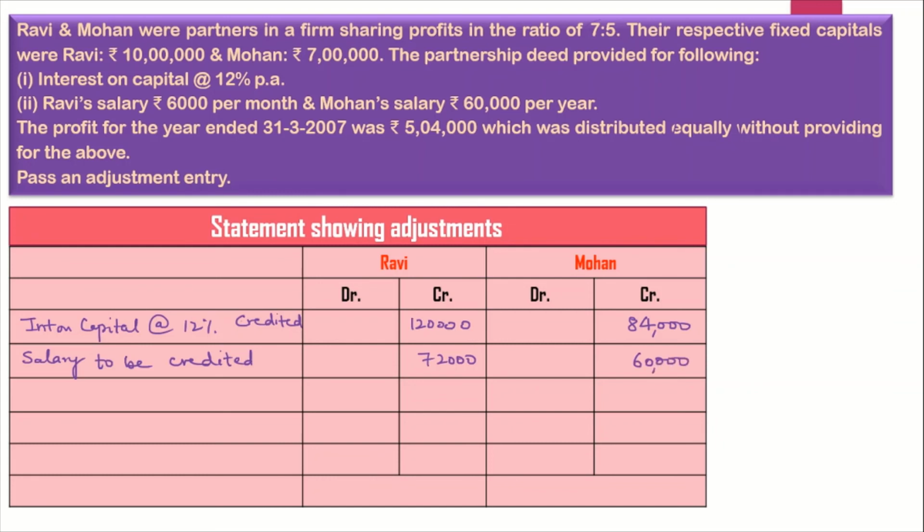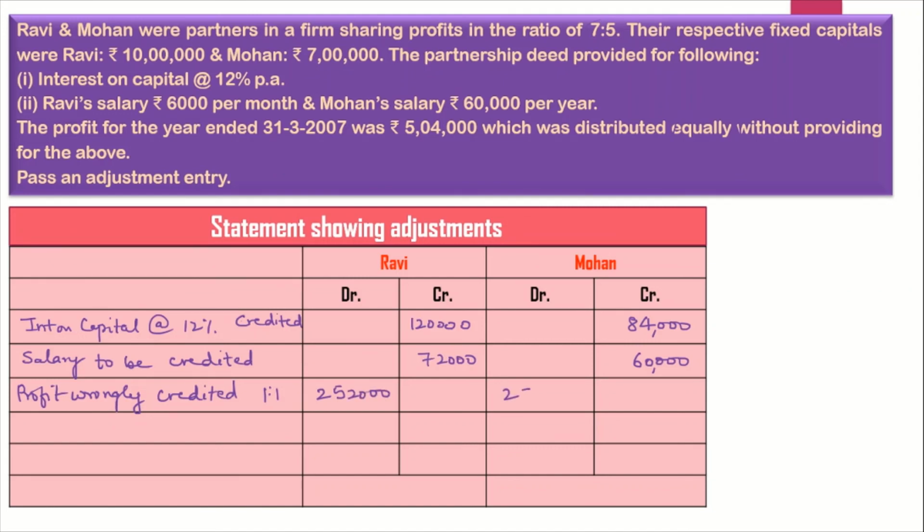Now the next two steps are: wrong profit minus, correct profit add. So I'm deducting the wrong profit. What is the profit of the year? That is 5 lakh 4,000, and this was wrongly credited. In which ratio was it credited? By mistake it was credited equally, in 1 is to 1 ratio. I'm going to deduct that by writing on the debit side, so it is 2 lakh 52,000.